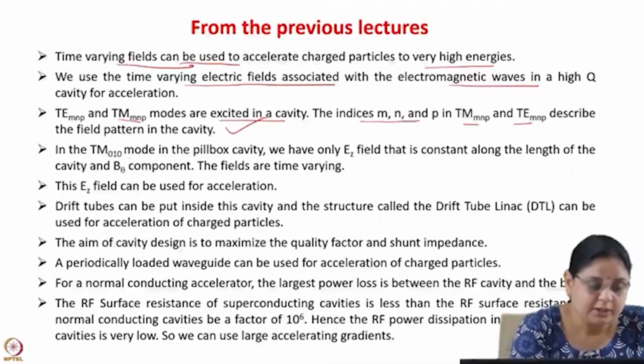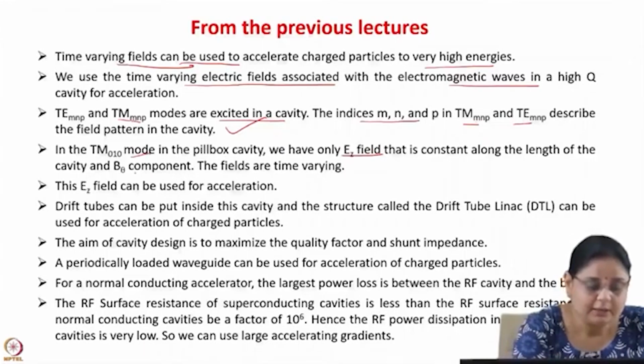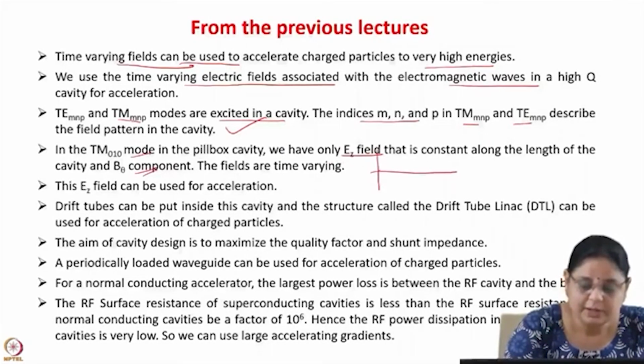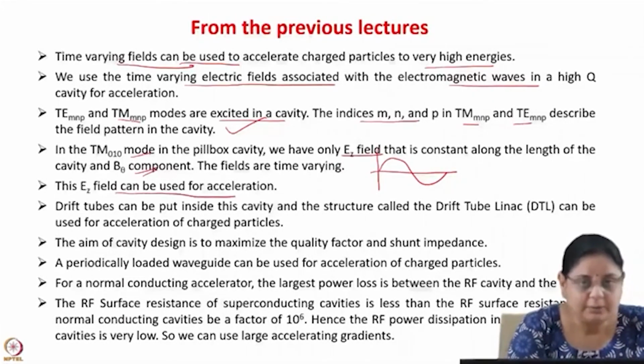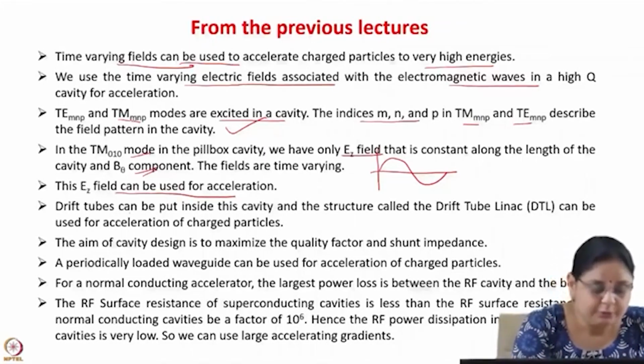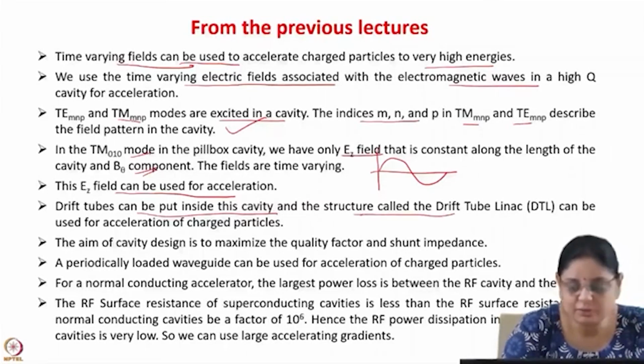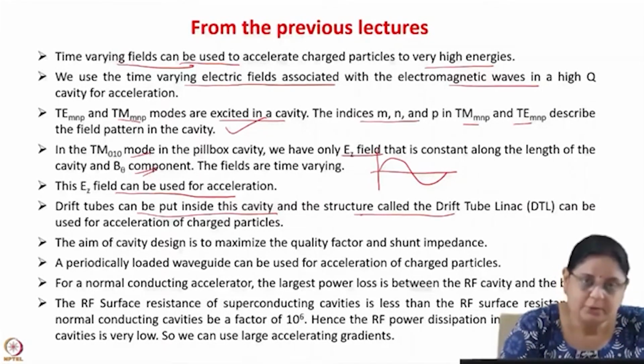We have also seen how in the TM010 mode in the pillbox cavity, we have an EZ field that is constant along the length of the cavity and a B theta component. The fields are varying in time. So this EZ field in the pillbox cavity can be used for acceleration. If you put drift tubes inside this cavity, the resulting structure is called the drift tube linac. This can be used for acceleration of charged particles.